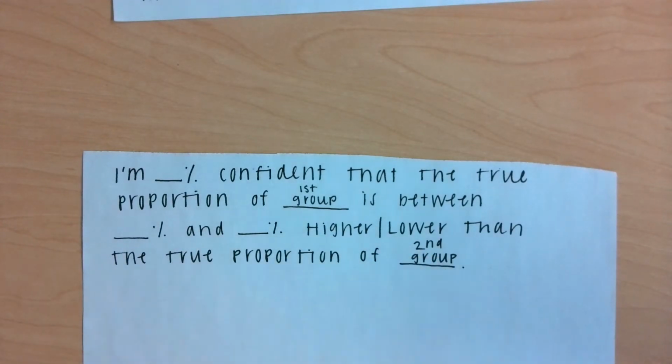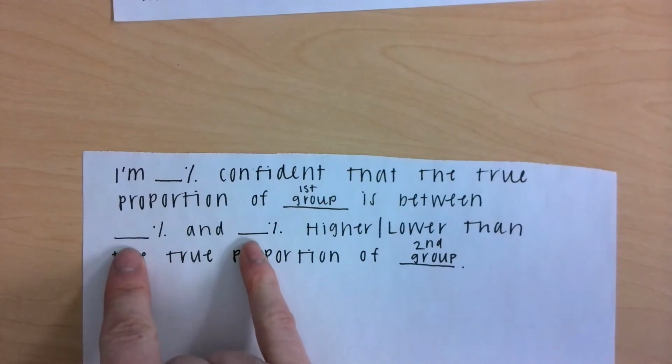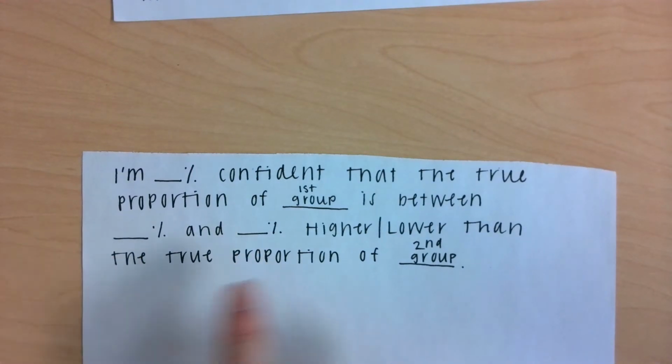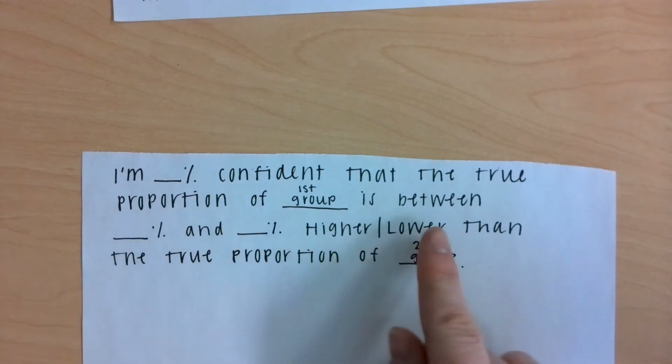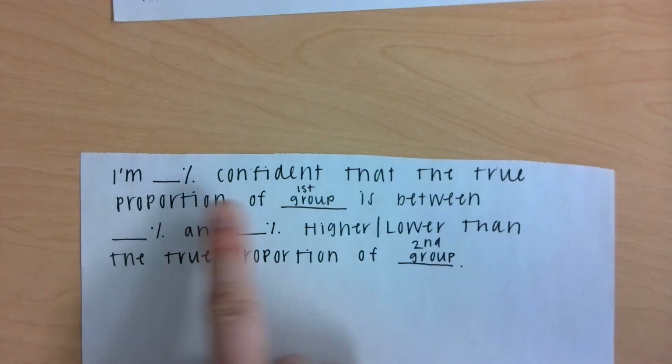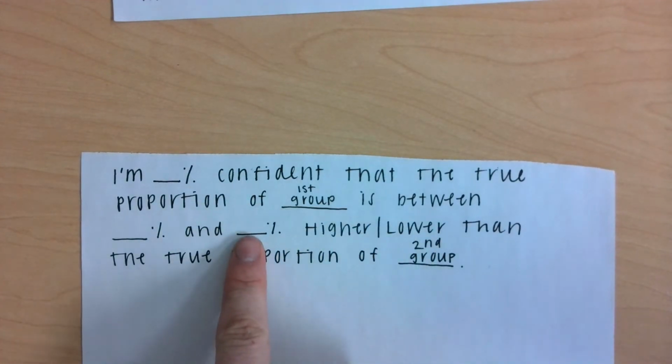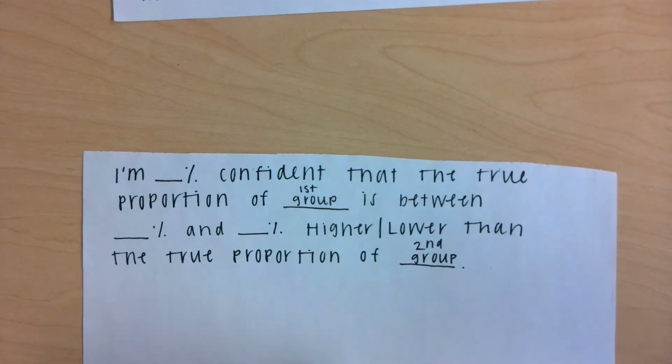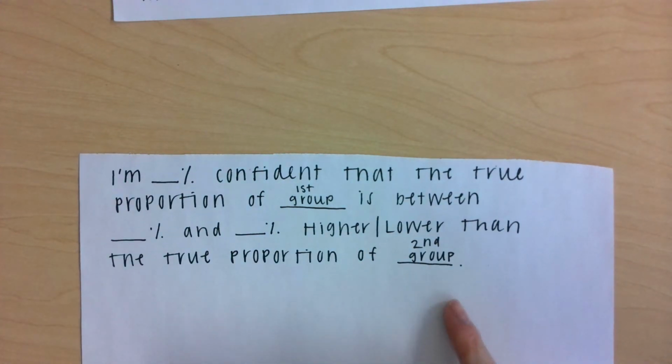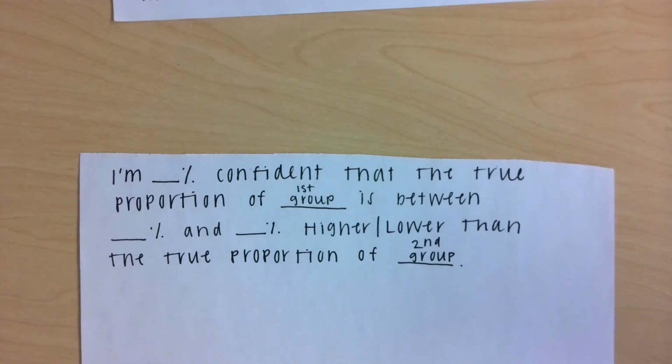Higher or lower depends on whether your percents are positive or negative. So if they're both positive, you'd say higher. They're both negative, you'd say lower. Maybe one's negative, so it's lower, and one's positive, so it's higher than the true proportion of the second group. Just like we saw with our one proportion confidence intervals, we can follow this template every single time.